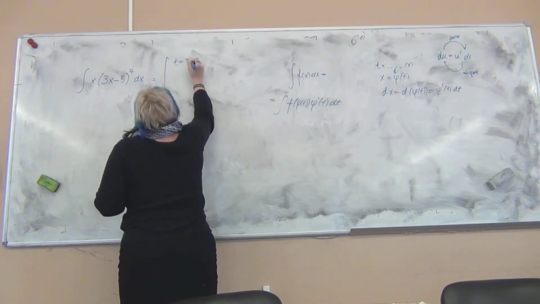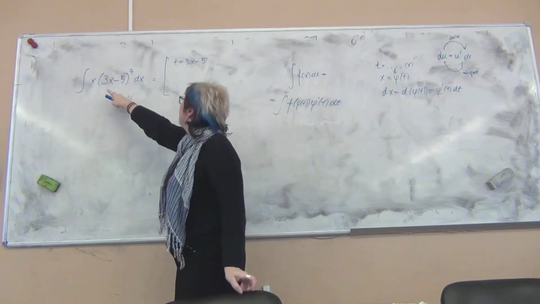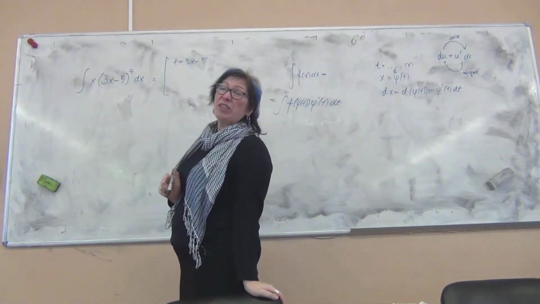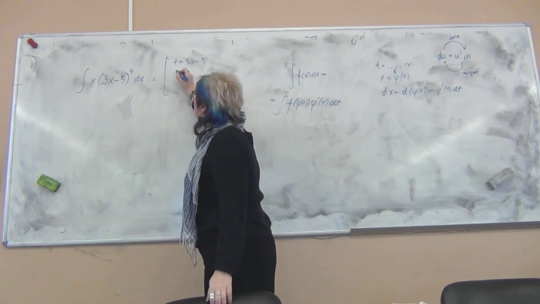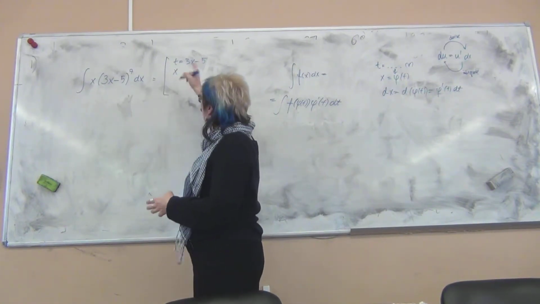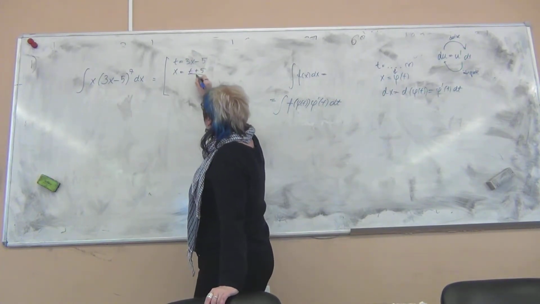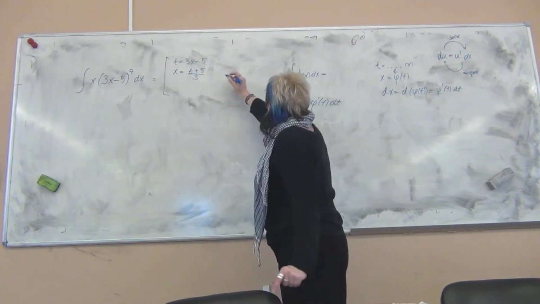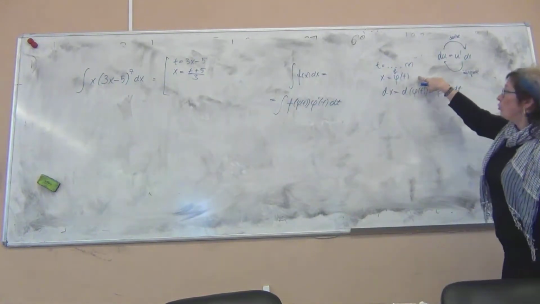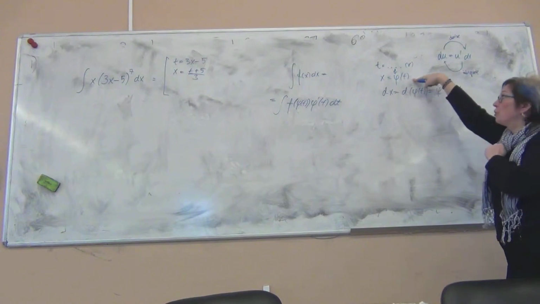t is 3x minus 5. So, of course, to put it there, we will need to express x as well. x as a function of t. Now we are doing this phi of t thing. x would be (t plus 5) divided by 3. So this is what corresponds to this part. We express x from that substitution.